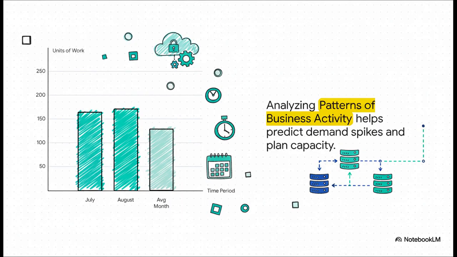So, how do you actually plan for this stuff? Well, you use a process called capacity management. This involves analyzing what we call patterns of business activity. So, for example, this chart shows that demand for a service spikes way up in the summer months. By predicting these peaks, we can make absolutely sure the service has enough capacity, enough horsepower, storage, and bandwidth to handle that extra load without slowing to a crawl or crashing.